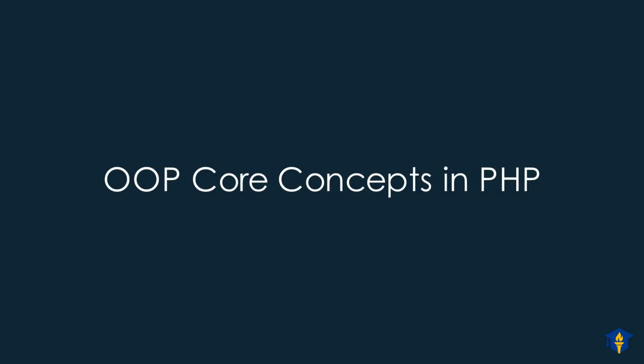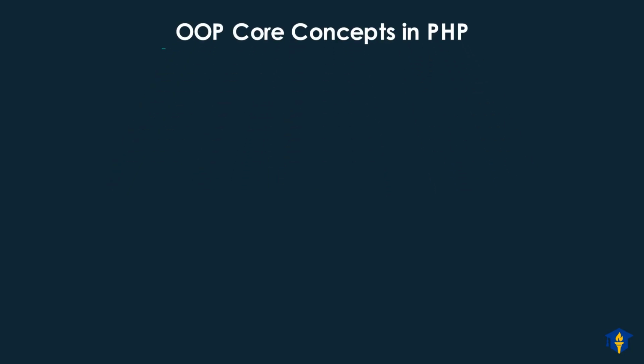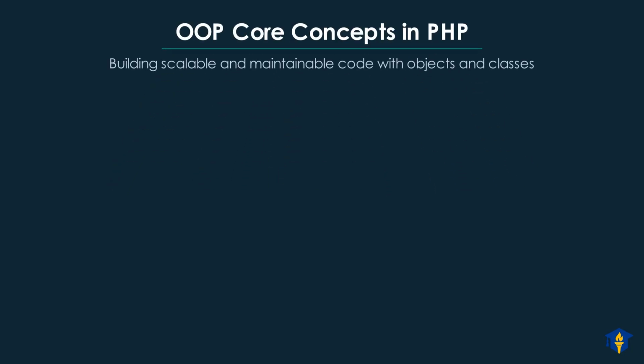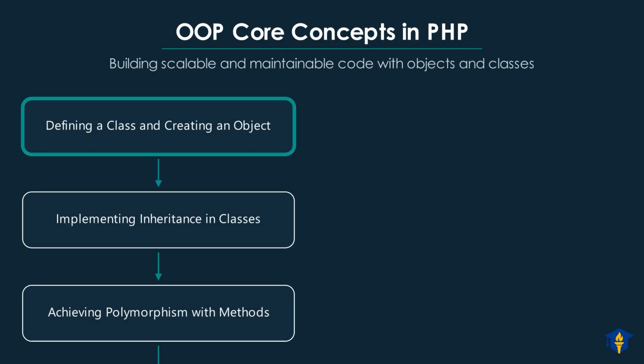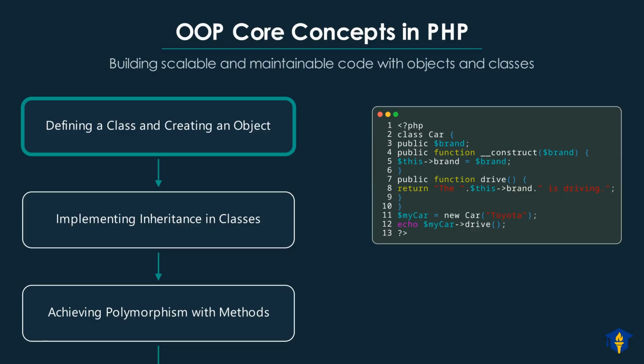We will now explore the core principles of object-oriented programming, or OOP, in PHP. OOP helps in building scalable, maintainable, and reusable code by organizing it into objects and classes. Let's begin by defining a class, which serves as a blueprint, and then creating an object from it.